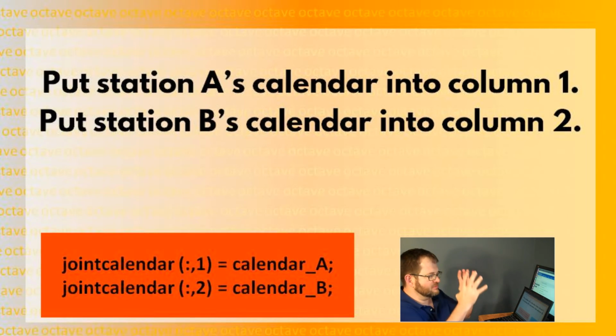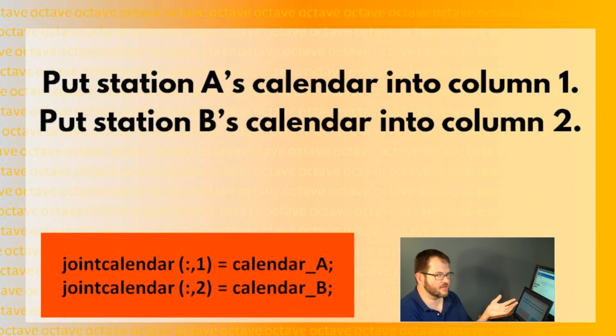What I'm going to do is put station A's calendar into column 1 and put station B's calendar into column 2. So joint calendar, all rows, column 1 becomes calendar A. Fill that one up. Joint calendar, all rows, column 2 becomes calendar B. Now you've filled it all up. Who cares what the original values are? You've filled it all up with data. You now have something called joint calendar.